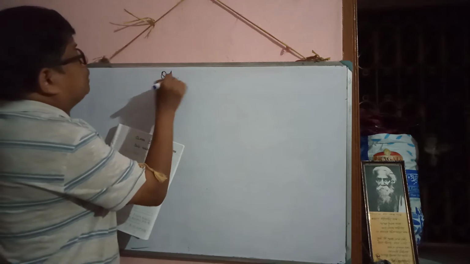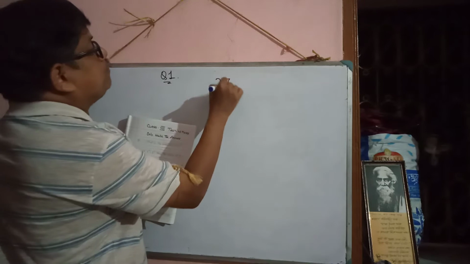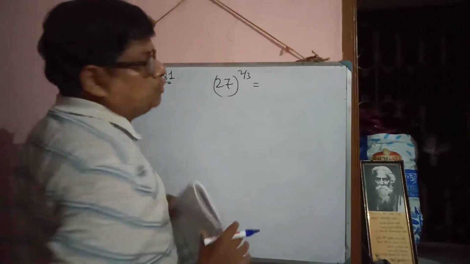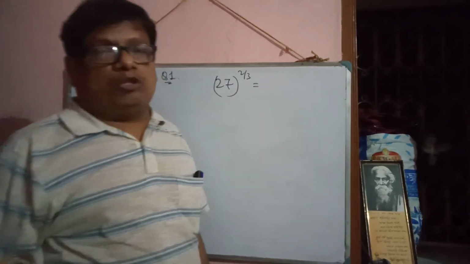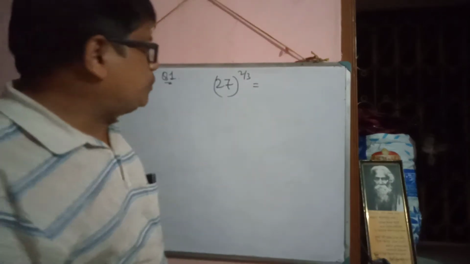Question number 1, I am writing. What is the value of 27 whole to the power 2 by 3? Okay, this is exponent, all of you know exponent.